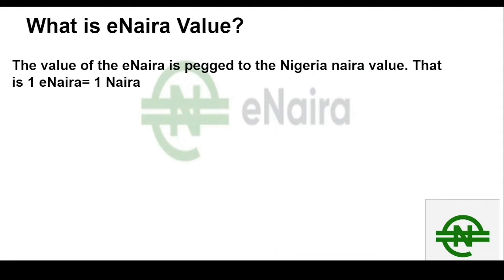The value of eNaira is pegged to the Nigerian naira value. This means that 1 eNaira is equal to 1 naira. So when you have 1,000 eNaira, it means you have just 1,000 naira. It's just simple like that. It's not more than that. And one thing about eNaira is that it can never increase. I mean it's not like it will grow today and tomorrow it will go down. It is just the same currency as naira.